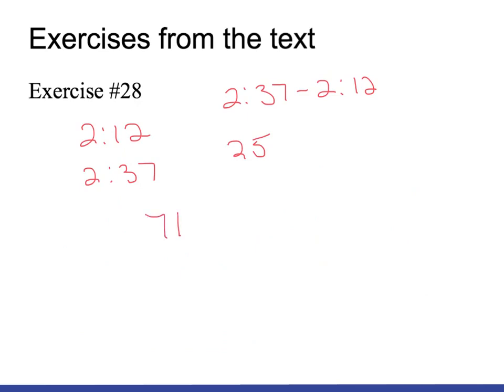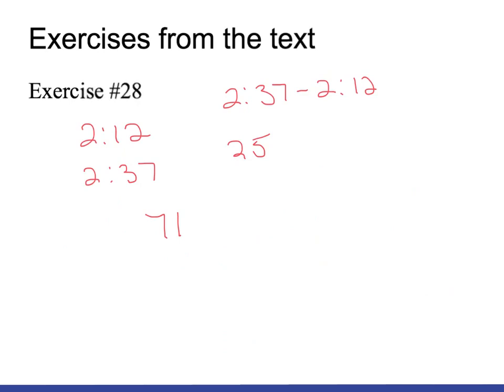So let's think about it. We had 2:12, and then we had 2:37. So I'm going to say 237 minus 212. How many minutes is that? So 37 minus 12. That gave me 25 minutes. Alright. So the temperature was originally 71 degrees, and it ended up being negative 14 degrees. So how many degrees did it change per minute?